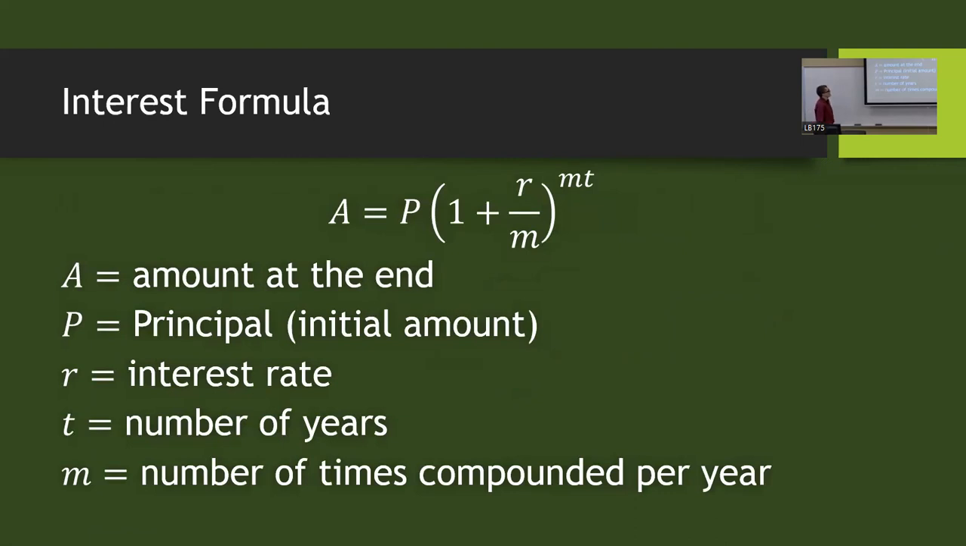Now, the other letters there, the A stands for the amount at the end of whatever period of time we're looking at. P stands for the initial amount. So earlier we started with $4,000 and we ended up with $44.9946. So the A would have been the $44.9946 and the P would have been the 4,000. Again, that P is called the principal.